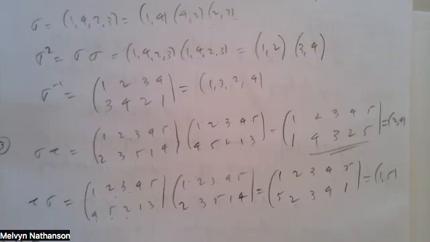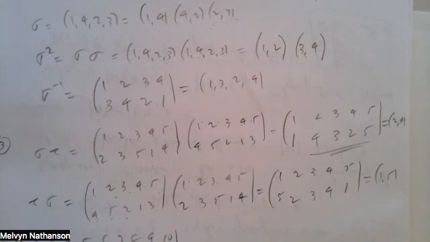Problem 4. We have a permutation in S10: 7, 5, 10, 3, 8, 9, 1, 6, 2, 4. And I want to write this as a product of disjoint cycles. So let's start with 1 and see where it goes. 1 goes to 7. 7 goes back to 1.